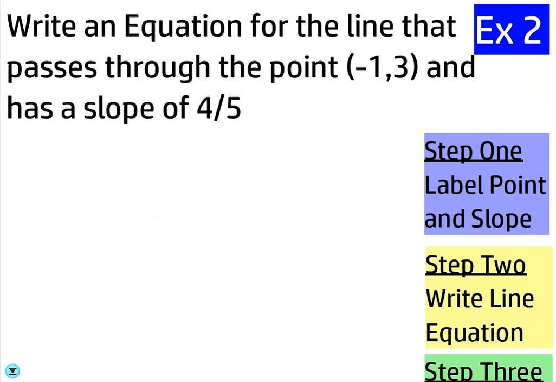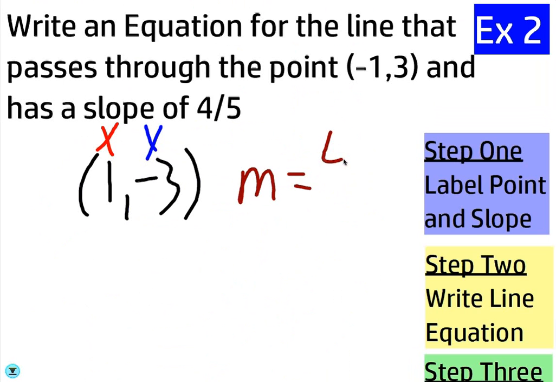Okay, so now let's look at one that's a little bit more standard. This one kind of looks like number 1 a little bit, just different numbers. So we're going to write our point out, 1, negative 3. And again, 1 is x and negative 3 is y. And then what would the slope be? 4/5, right? So just write m equals 4/5. Any questions about that? Labeling points, writing slope. Pretty simple.